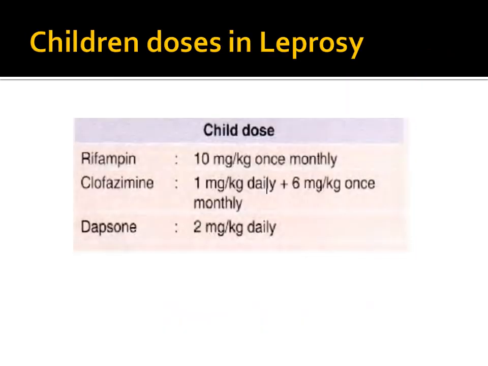Okay. Now coming to the children's doses in leprosy, they have to be calculated on the basis of milligram per kg. So Rifampin is 10 milligram per kg as a once monthly dose in children. Clofazimine, we know there are 2 doses. One is a daily 50 milligram, so it is 1 milligram per kg on a daily basis. 300 milligram is the adult dose, so 6 milligram per kg once monthly dose. While Dapsone is a 2 milligram per kg daily dose. So these are the child doses on a milligram per kg basis.